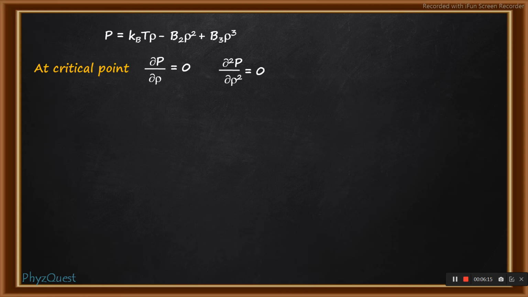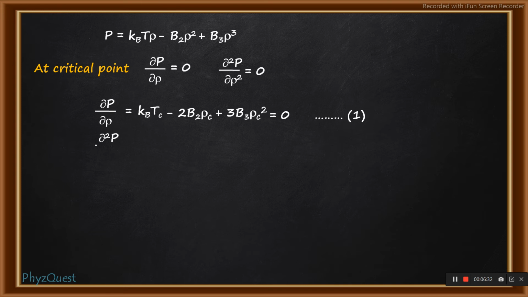So now when we differentiate it the first time, dp by d rho is equal to kBTc minus 2b2 rho c plus 3b3 rho c square is equal to 0. Let's suppose this is our first equation. Similarly, when we differentiate it another time, d square p by d rho square is equal to minus 2b2 plus 6b3 rho c is equal to 0. Let us suppose this is our equation 2.